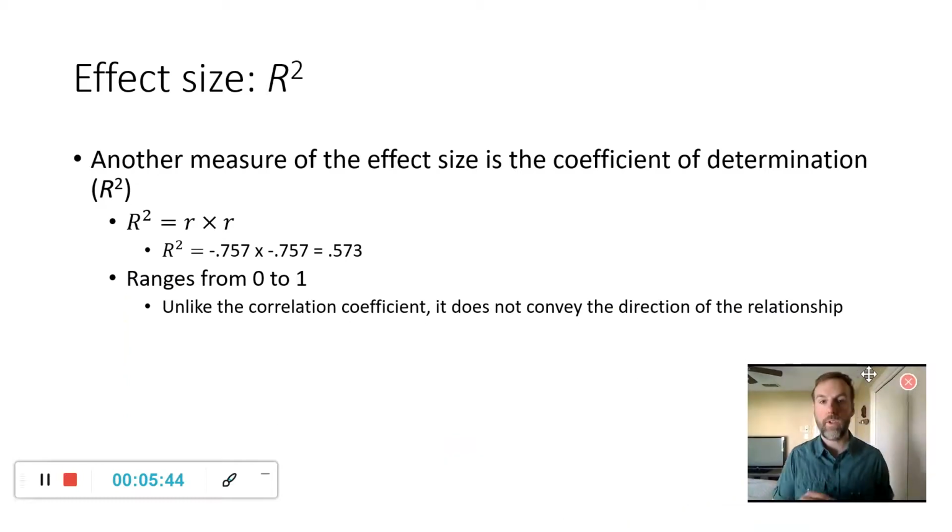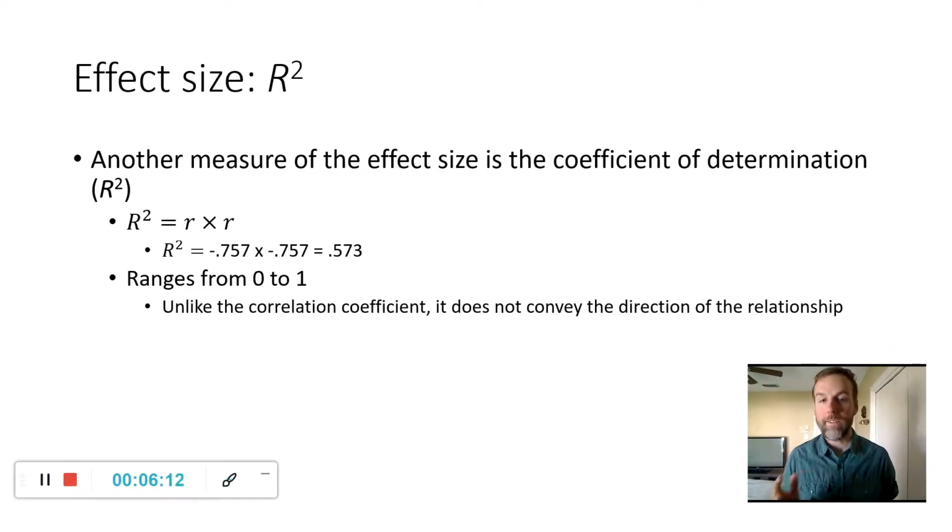That brings us to r squared. This is one I mistakenly referred to earlier. R squared is another measure of effect size, and it's the coefficient of determination. The calculation for it is very simple. You take your r value, in this case negative 0.757, and you multiply it by itself. So the correlation coefficient r times the correlation coefficient r gives you your r squared.